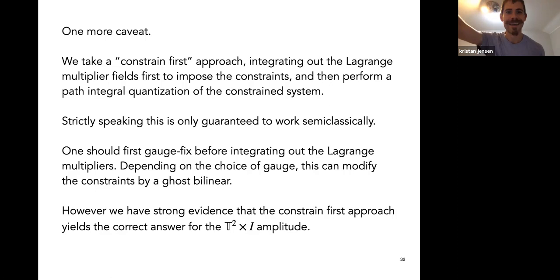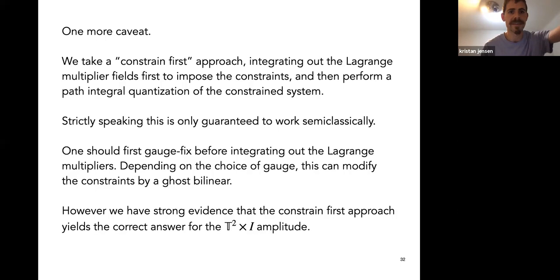For different choices of the gauge, this can modify the constraints by something that involves the Faddeev-Popov ghosts. So for instance, if you did a similar quantization of Chern-Simons, but in Lorenz gauge, the constraint that you get from integrating out A naught is not just the usual Gauss law constraint. It involves a ghost bilinear. Whereas if you use Coulomb gauge, you're good to go. Now for us, in our indirect approach, we basically followed this constraint-first approach.